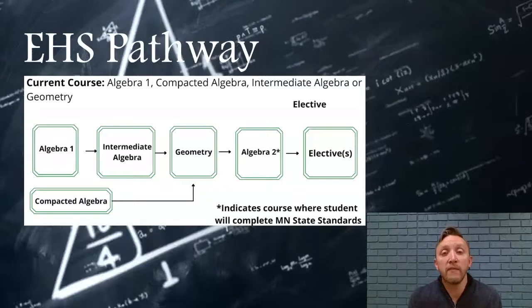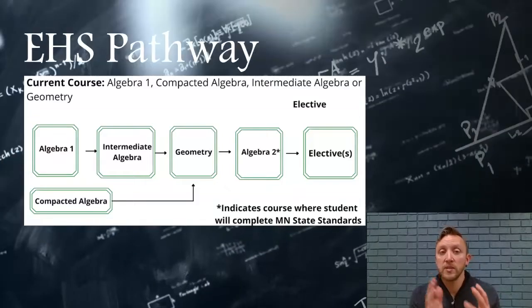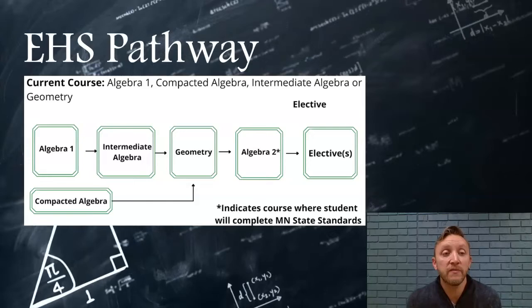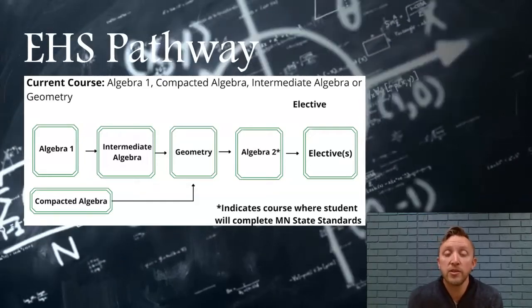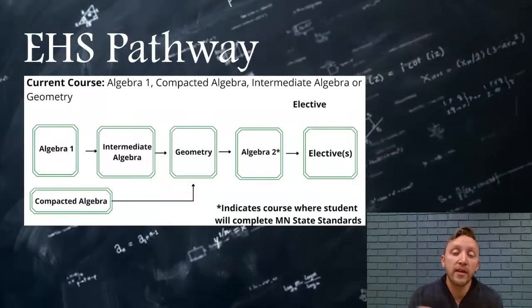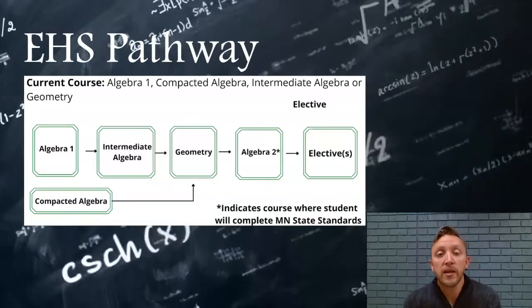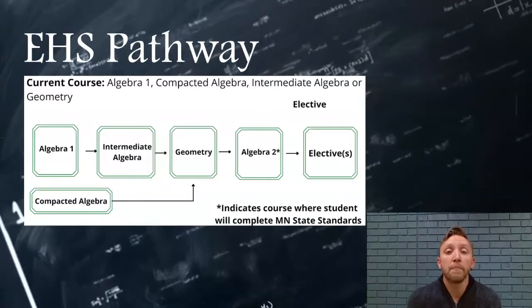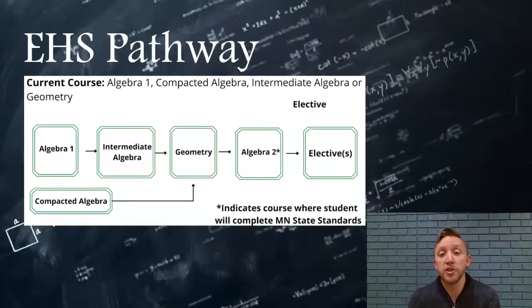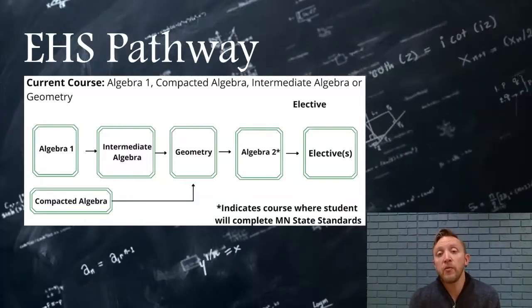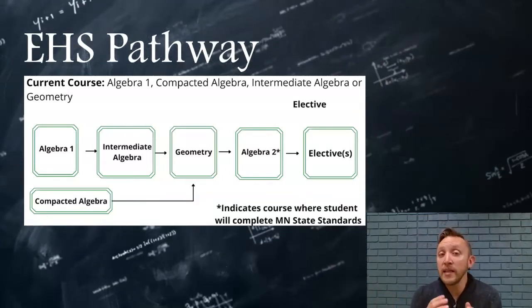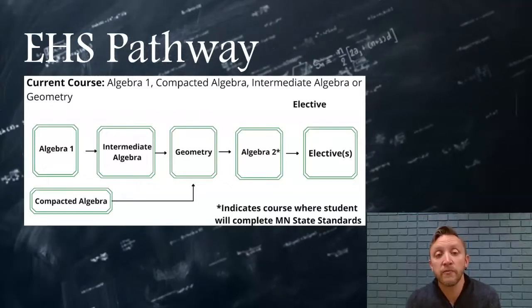But I know that we have different tracks for students. That's just the standard, the traditional track. Some students are in advanced tracks. If that's the case, look at what class your student just completed in this previous year, or the class they're currently taking. If your student is currently in geometry, they will want to take Algebra 2 next year at the high school. If they're currently in intermediate algebra, make sure they sign up for geometry.